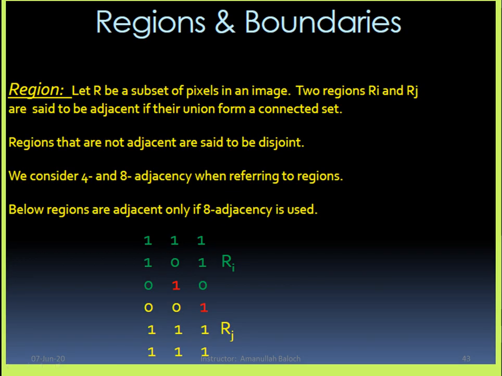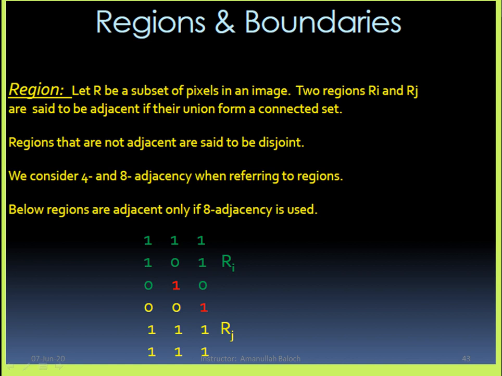Region and boundaries. Let's suppose R is a subset of pixels in an image. Two regions Ri and Rj are said to be adjacent if their union forms a connected set. These are two regions, the red color pixel value and the yellow color pixel value, and this green color pixel value and this yellow color pixel value are the two regions.